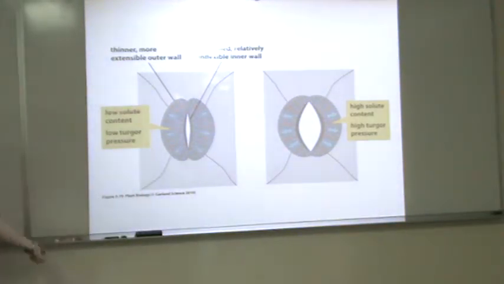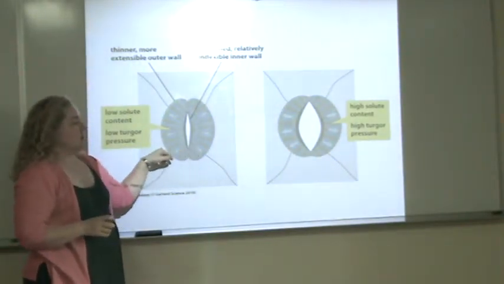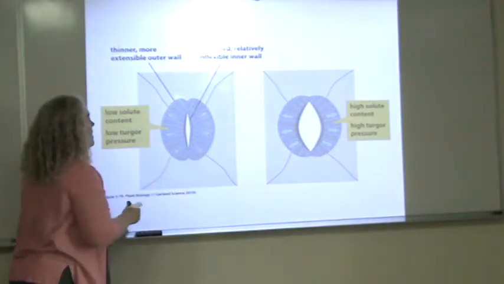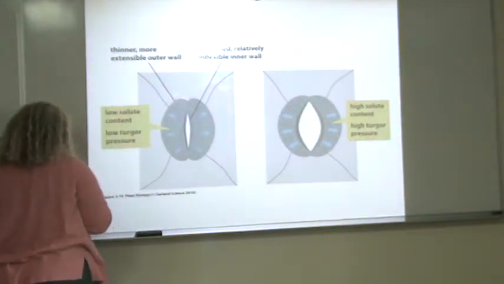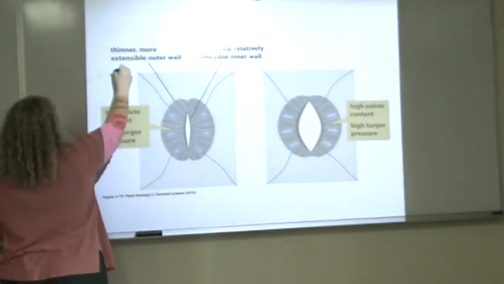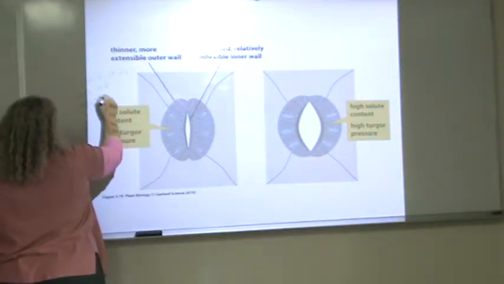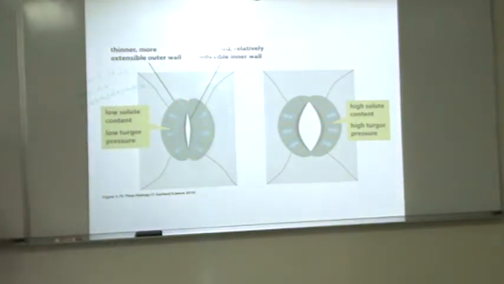So stomates are openings. They're surrounded by two guard cells. And these cells are specialized. And they're shown here like kidney bean shape. Those are the guard cells. Please note that guard cells have no plasmodesmata. They are not connected to their neighbors. They have separate cytoplasm from their neighbors.